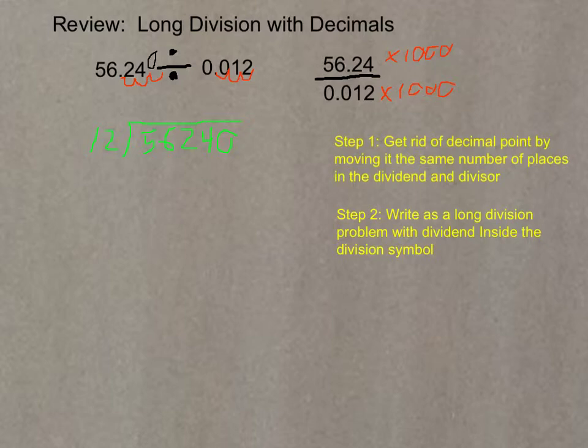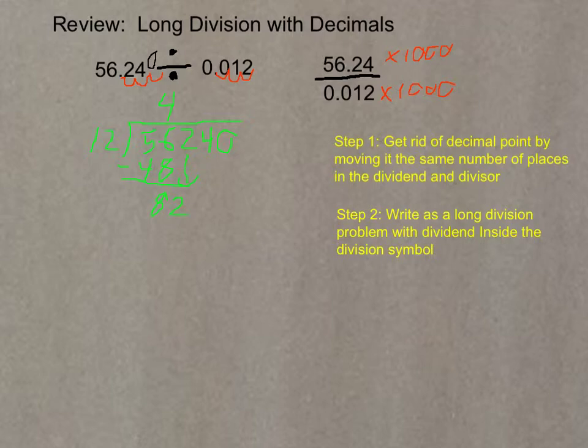Now I ask myself, how many times does 12 go into 56? I can do scratch work on the side if it helps, but the answer is 4. So I'm going to write 4 up here, and 12 times 4 is 48. So 48 goes down here, and I'm going to subtract. 56 minus 48 is 8, and I'm going to bring down the next digit, which is 2.